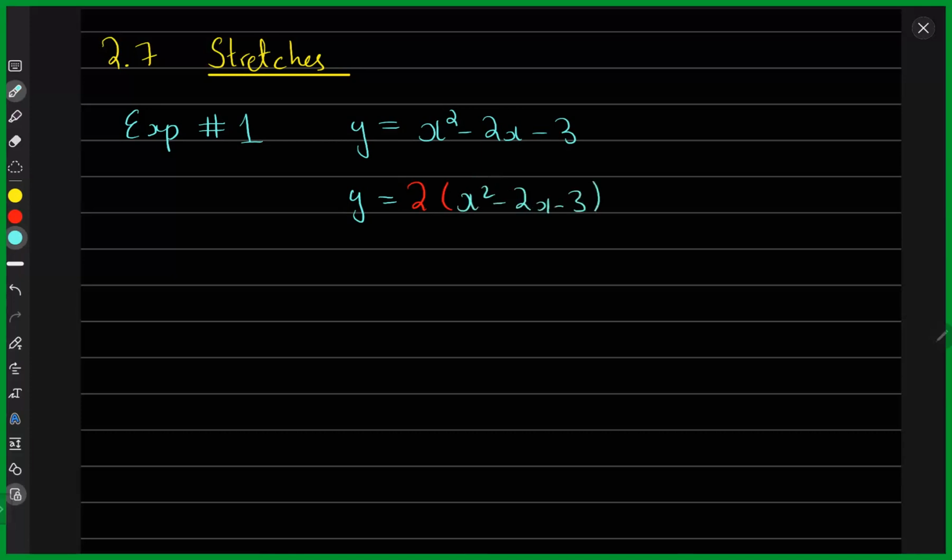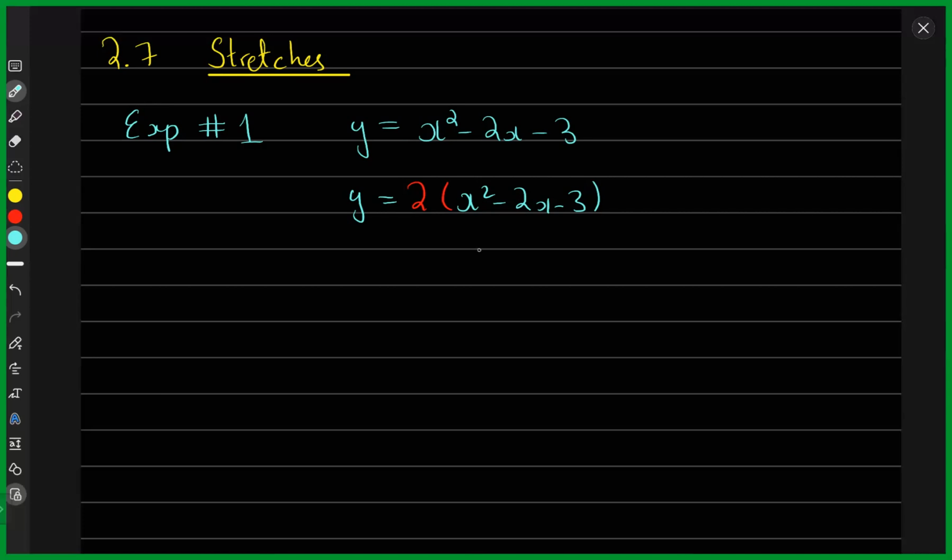Now, what is the difference? This time around, we have multiplied a number with the original equation. We know what happens when we are adding, subtracting to it. We know what happens when we multiply -1. And this time around, I'm not multiplying -1. It's just a number that is 2. So yes, let's see what impact it would make on the graph.